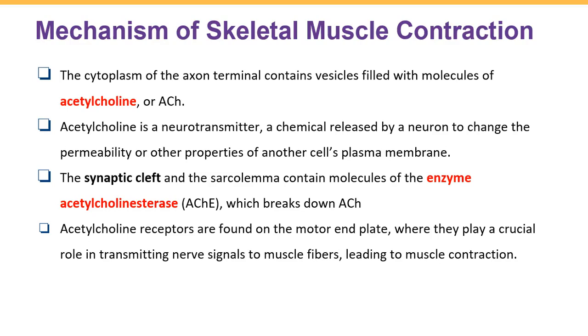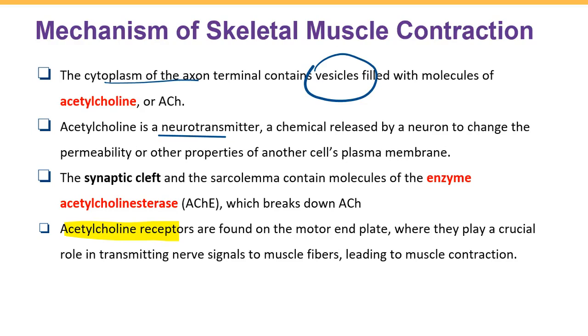So here, let's take a look at a diagram like this for the mechanism of skeletal muscle contraction. We learned that the cytoplasm of the axon terminal contains vesicles full of acetylcholine, which is a neurotransmitter, a chemical messenger that the neuron sends to the muscle cell to change the permeability and other properties of that cell's plasma membrane. And in the synaptic cleft, we have the enzyme that breaks down the acetylcholine, and the acetylcholine receptors are found on the motor end plate.